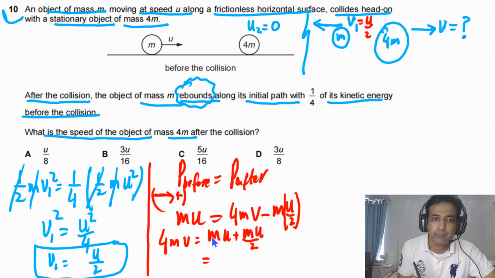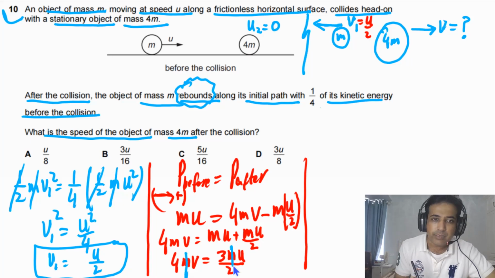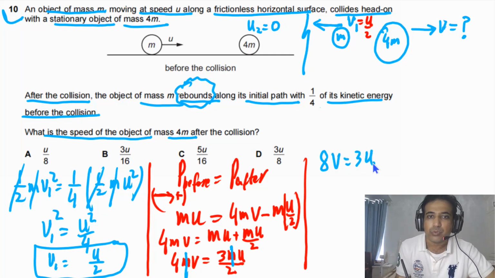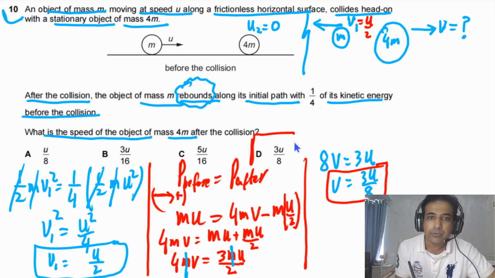So we can simplify this one. So we will get 3mu divided by 2, and here we have 4mv. So we have to find out the value of v. From here we can cancel this m with this m, we can cross multiply, we will get 8v. This will be equal to 3u. So the v from here will be equal to 3u divided by 8. So this is our final answer. So the answer for this question is D, 3u divided by 8.